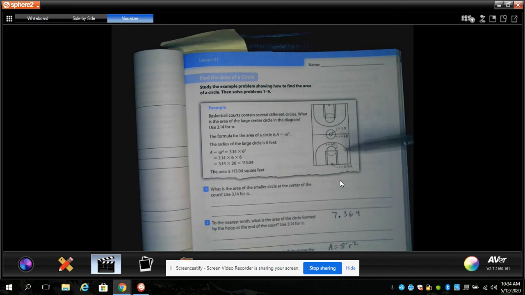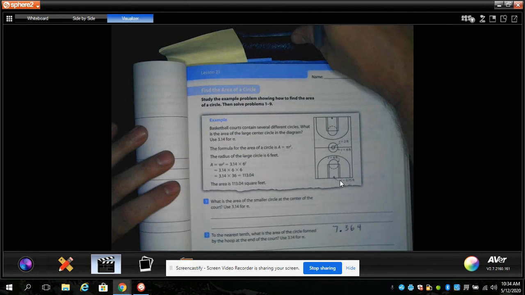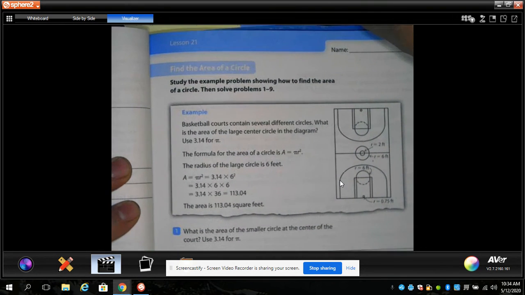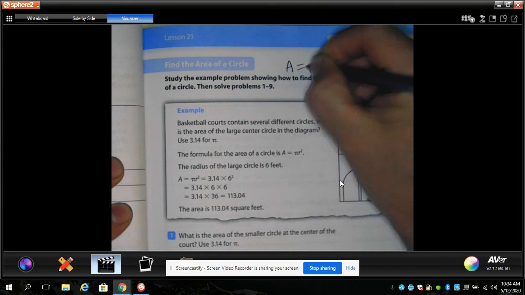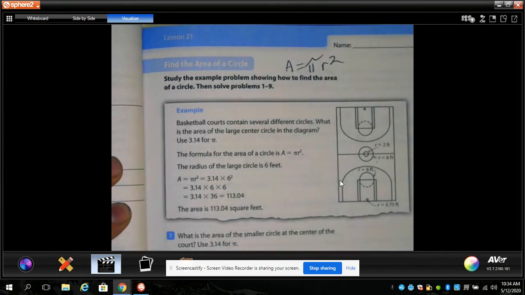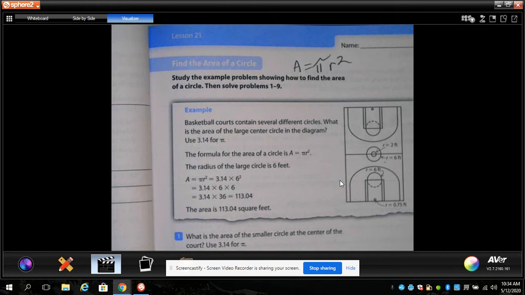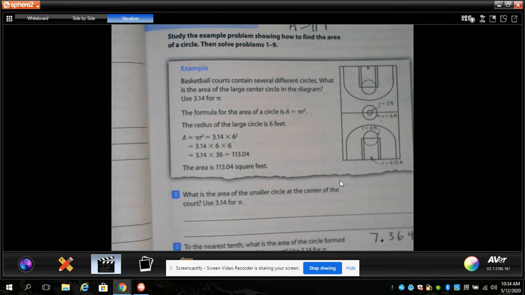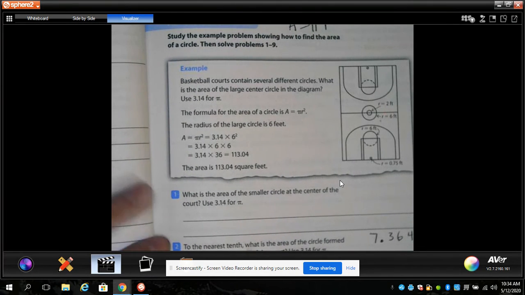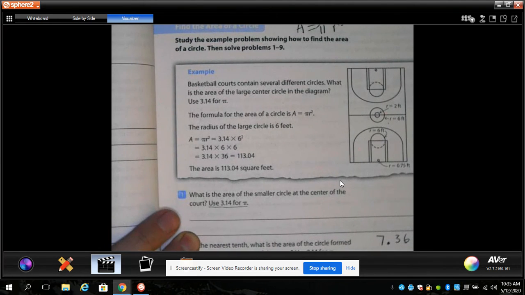All right, the example for page 223. So here we're going over finding the area of circles. In this case, you're going to be using area equals pi r squared. Now, the one thing you want to pay attention to is what they are telling you to use for pi. In this case, they're saying to use 3.14 for pi.